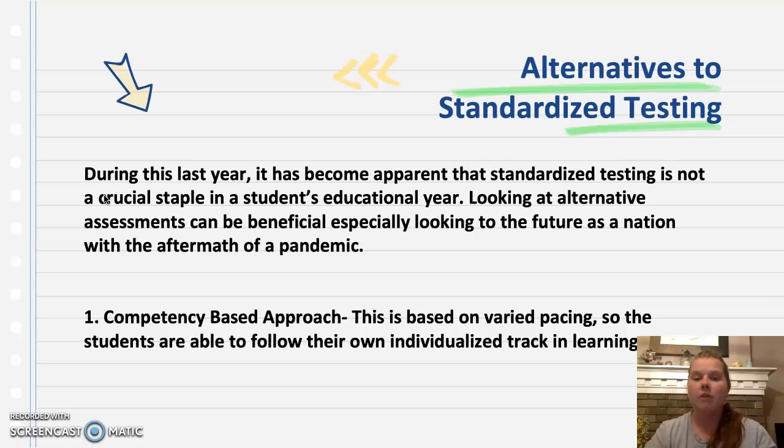This is based on varied pacing, so the students are able to follow their own individualized track in learning. The teacher would be helpful with the feedback, so we would actually be able to sit down and discuss their understanding rather than just being told they did not master something on an assessment, and I wouldn't just push them along like a standardized test seems to do. We'd actually be able to sit and have a conversation of what they understand, what aspects they understand, and what aspects they don't understand.